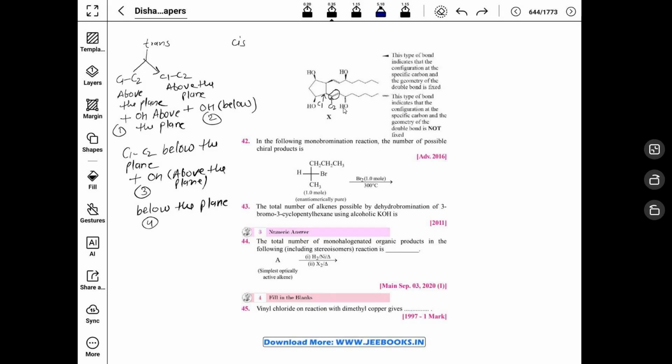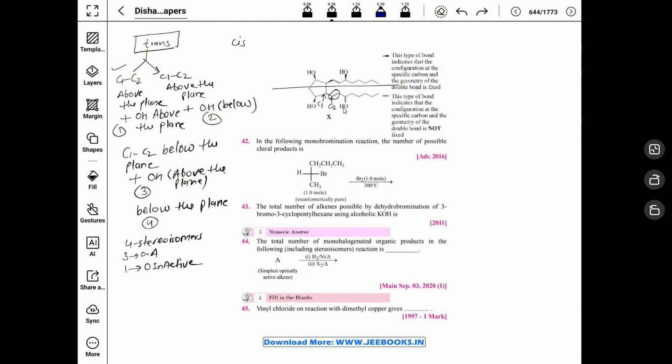So with the trans geometry we can say that 4 stereoisomers are possible. And if you see carefully, when this double bond has trans configuration and it is above the plane, and hydroxy is also above the plane, then it has a plane of symmetry. So therefore one is optically inactive. So out of 4, 3 are optically active and 1 is optically inactive.